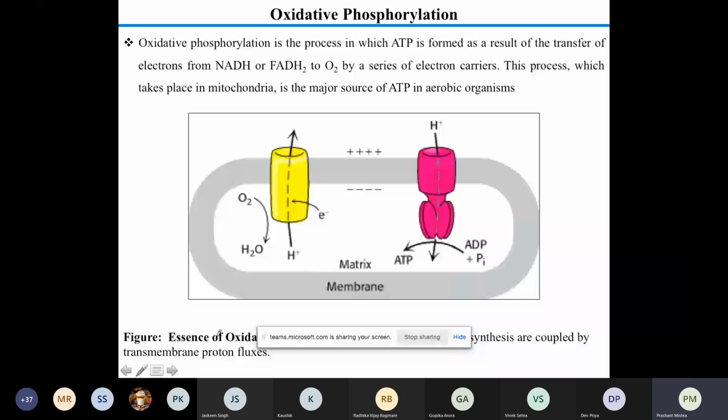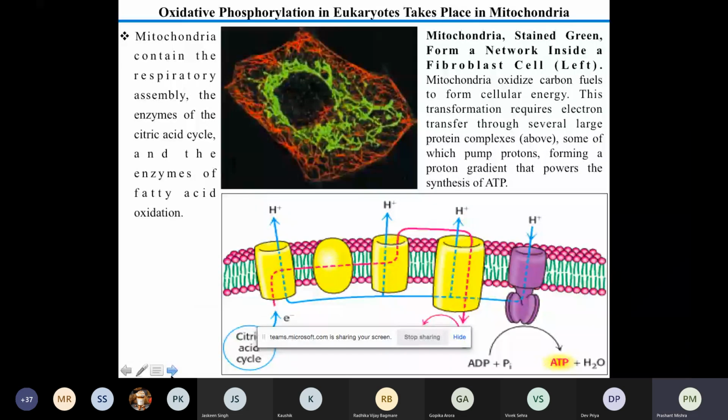So if I look at this reaction, it is again a depiction. It is happening in the mitochondria. You can see on the left side, the mitochondria, which is shown in the fibroblast cell. So this shows you how the mitochondria looks like. You have inner membrane, outer membrane, and what you have is that citric acid cycle operates.